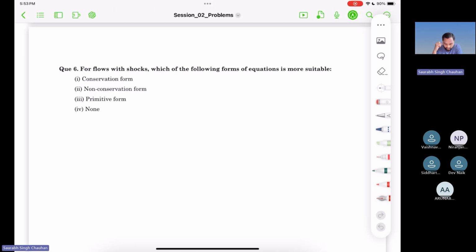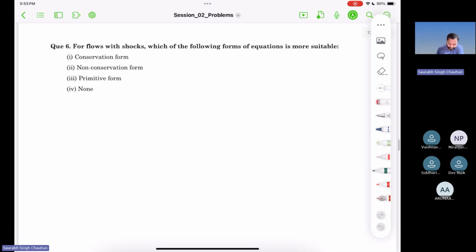In CFD, many times you do simulations involving shock waves, and in shock waves there are sudden changes or discontinuities. So the non-conservative form will not help you there. Then you should go for the conservative form. So the conservative form is more suitable for flows which involve shocks. This would probably have been discussed in the lecture. Maybe I can write both forms for the momentum equation.